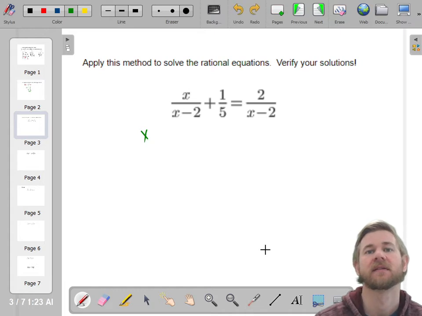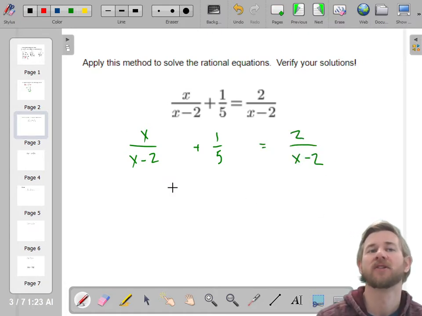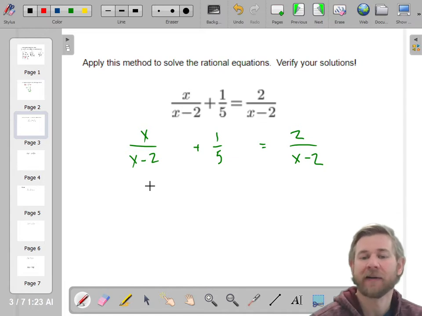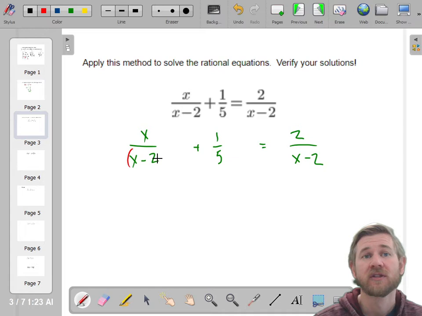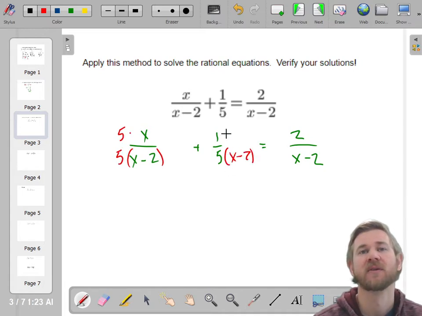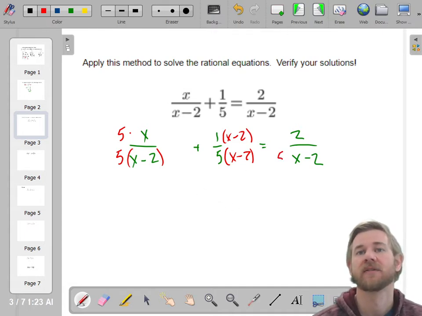So I have x over x minus 2 plus 1 over 5. I'm going to just leave myself some room to work. So my denominator is going to be their product. If you're looking for a common denominator, you can always multiply them together. In this problem, that's all you can do. So this guy needs a 5, and this guy needs an x minus 2. And my denominator will be 5 times x minus 2. This guy also needs a 5.